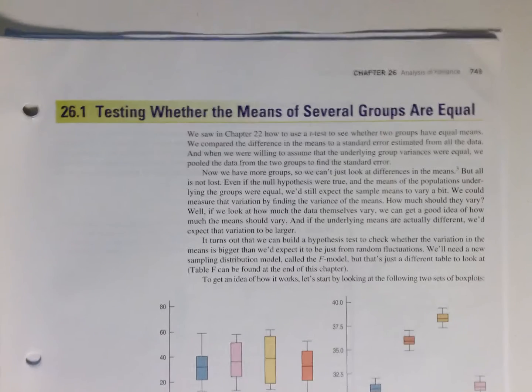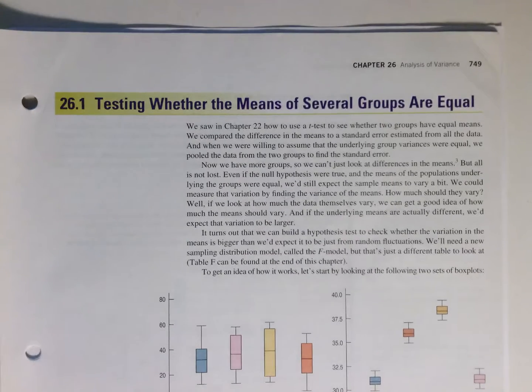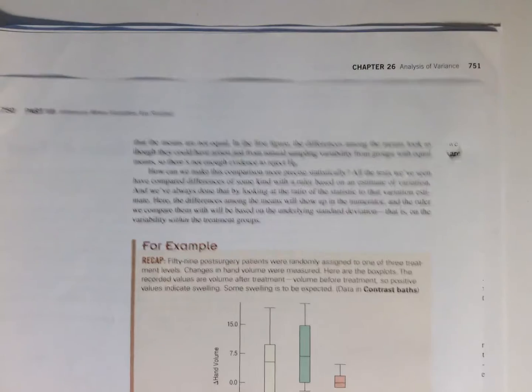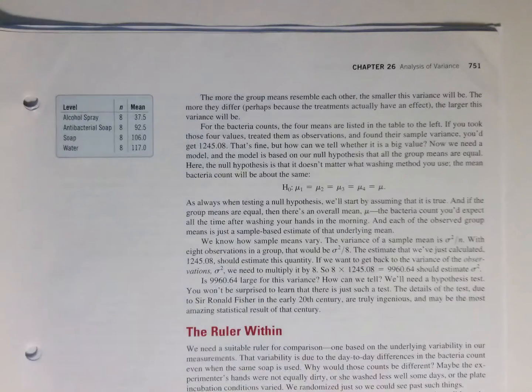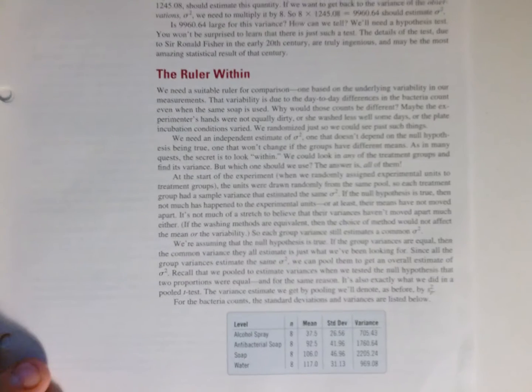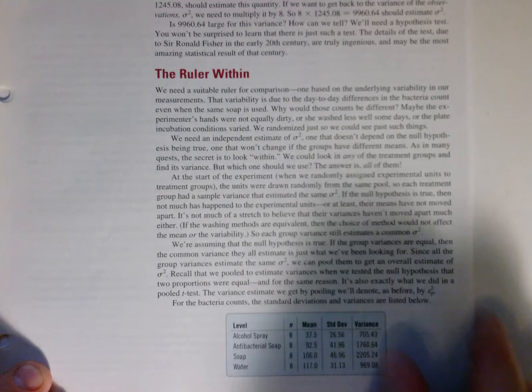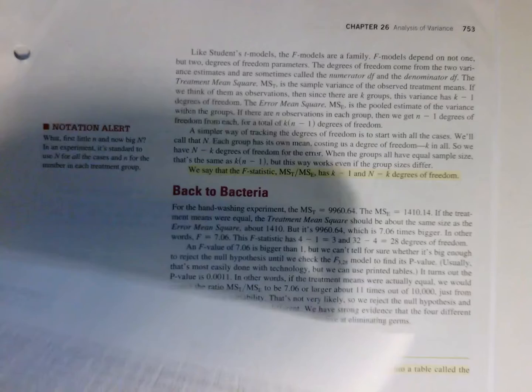So we can test whether or not the means of several groups are equal, and we actually get two different examples here that are laid out. And the question is how different they are and what kind of ruler we could use to make those comparisons. If we think about observing a table of means and standard deviations, that might be useful to see how different things are overall.